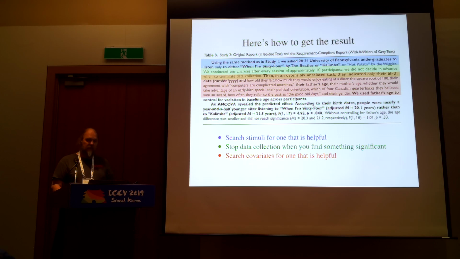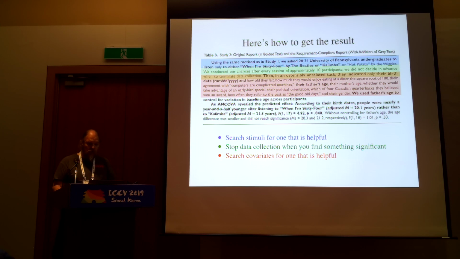What you do is, if you actually report everything that happened in the experiment, as opposed to the report that I showed you, you see this. The blue line points out that when they did the experiment, they actually searched stimuli for one that is helpful. So the people who listened to When I'm 64 also listened to Kalimba, Hot Potato, and they just failed to mention it. Then the other thing you do is collect data, and then the minute the data you collected hits statistical significance, you stop, which introduces a data collection bias into the experiment.